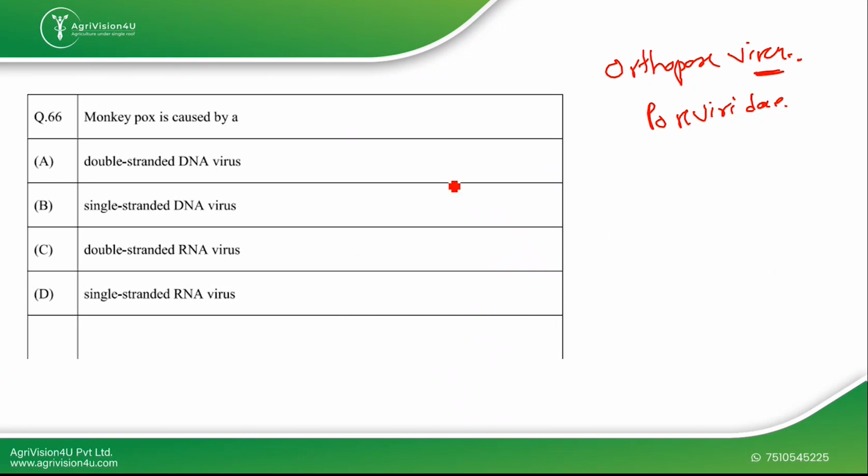So here the question is whether the virus that causes monkeypox is double-stranded DNA, single-stranded DNA, double-stranded RNA, or single-stranded RNA. As we all have studied, a virus can have genetic material as DNA or as RNA. This virus is oval-shaped and has a double-stranded DNA genome. So your answer will be option A, that is double-stranded DNA virus.